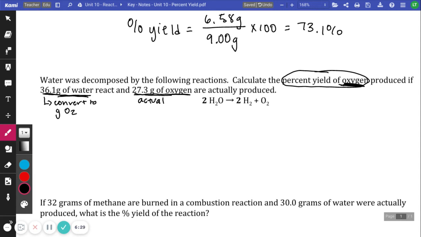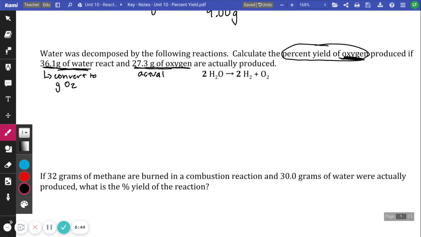And that will give us our theoretical yield, because if I have 36.1 grams of water reacting, then if we do a stoichiometry problem, it should tell us how much we should have made based on starting with that 36.1 grams. So make sure you pay attention to the ways that it clued me in that it wasn't my actual or theoretical yield. So I'm looking for the percent yield of oxygen.